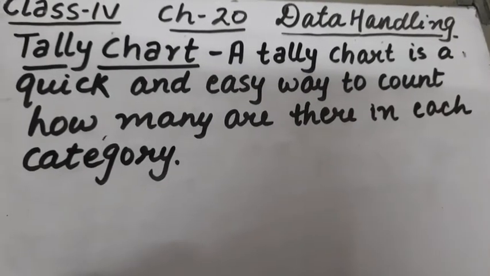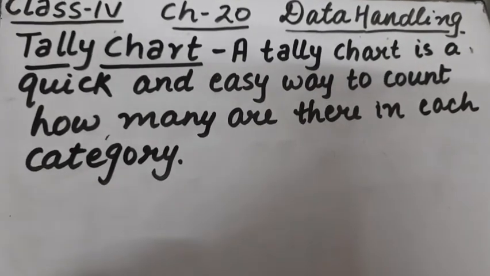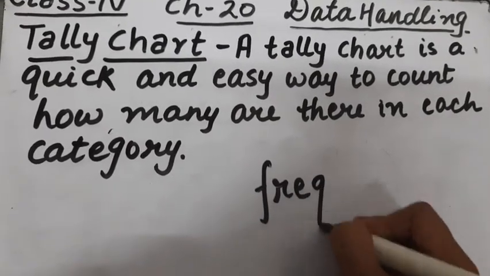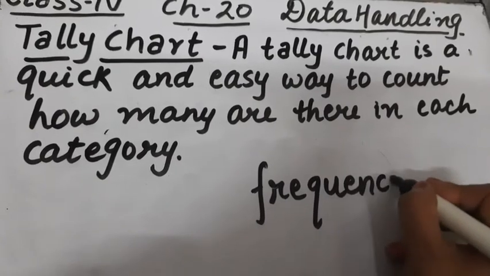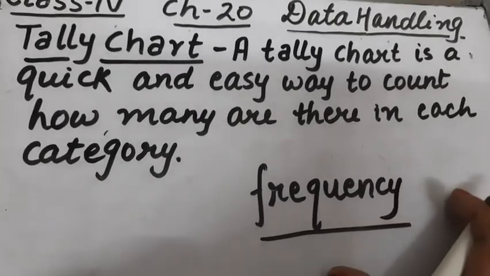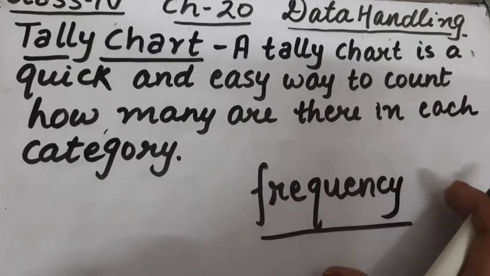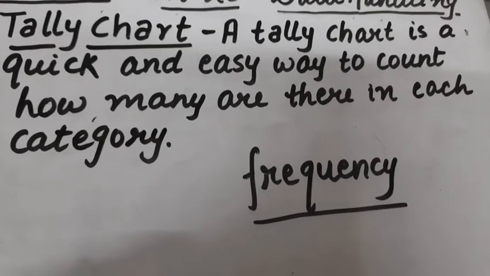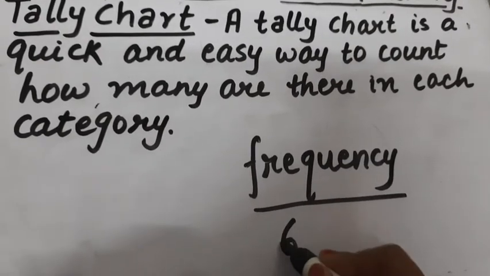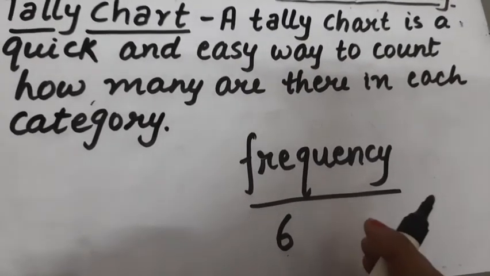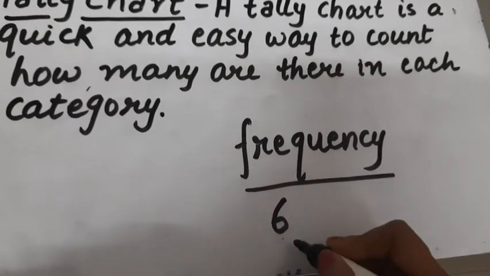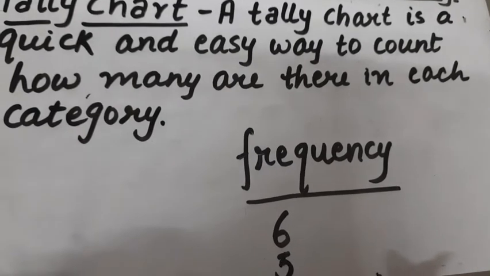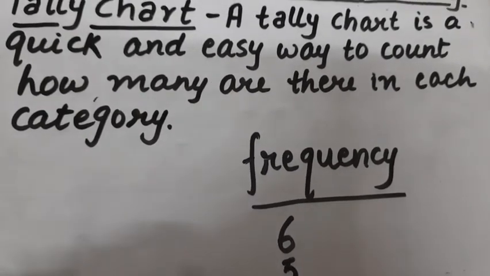The number of times a particular observation occurs in the data is known as frequency. If the observation occurs 5 times in the data, then the frequency will be 5. So frequency is the number of times a particular observation occurs in the data.